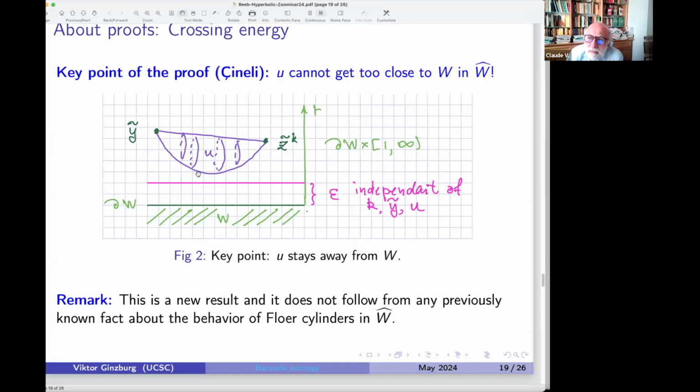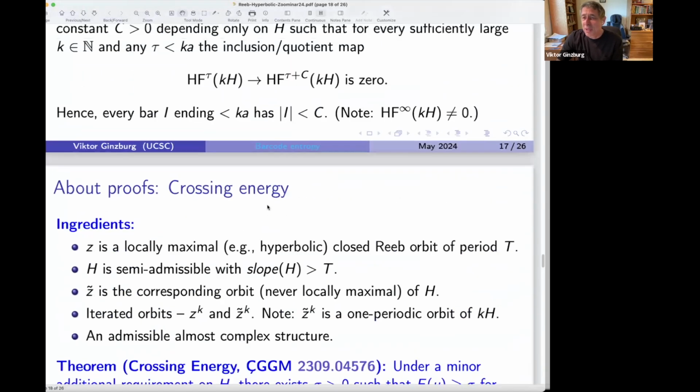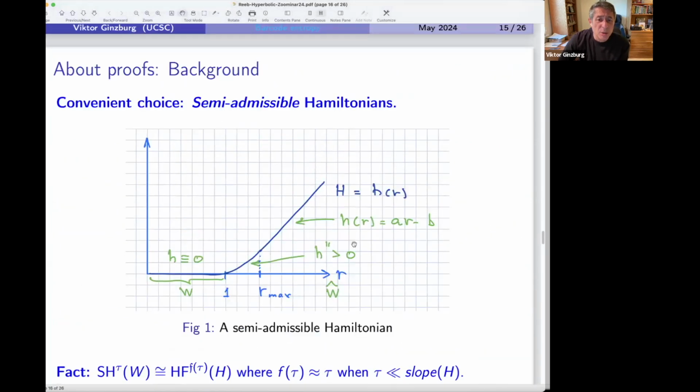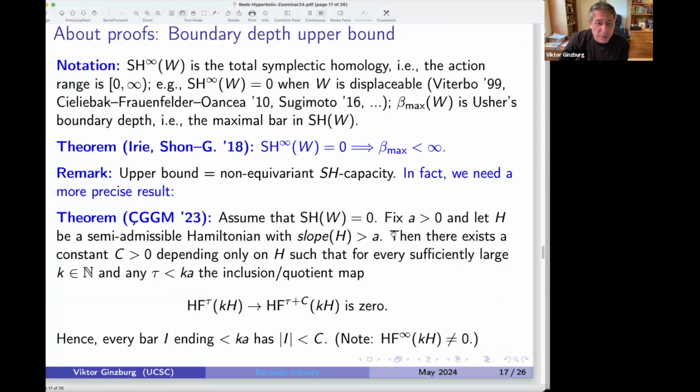Sorry to interrupt you again. But so you don't assume that A, the slope A, is not the length of a periodic orbit? I assume, sorry, I forgot to mention it. I don't want the slope to be in the period spectrum.